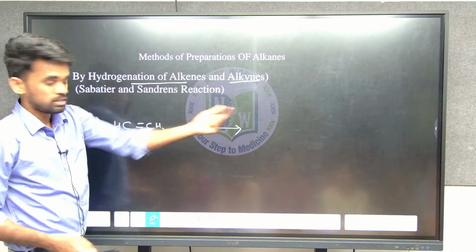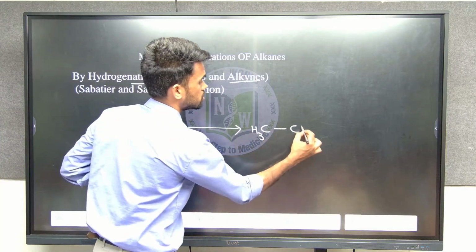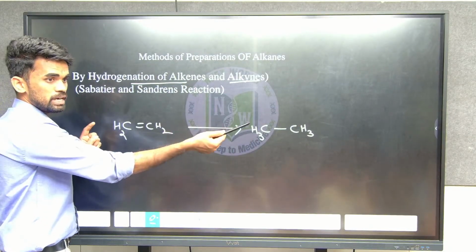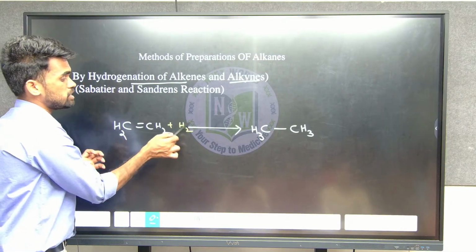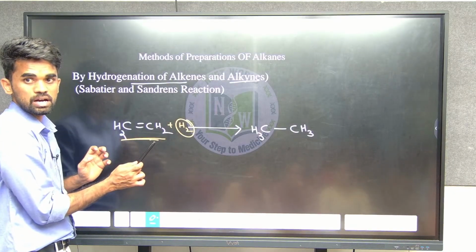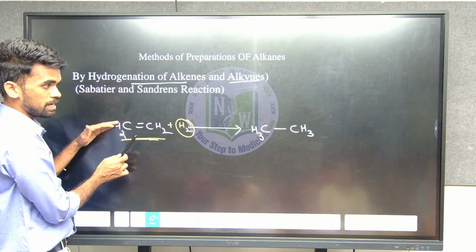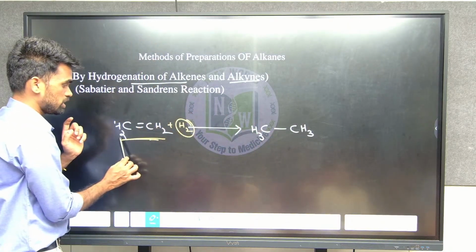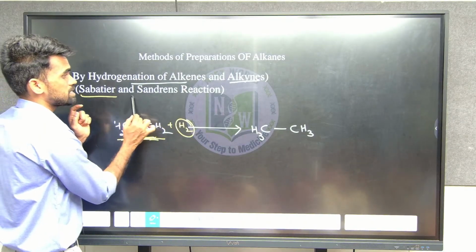How many carbons are there here? With 2 carbons, what is the alkane we have? CH3, CH3. It means from here to there, 2 hydrogens are added. So I just need to add one H2. Addition of hydrogen to the substrate is called hydrogenation. Hydrogenation of alkenes and hydrogenation of alkynes gives you alkanes.